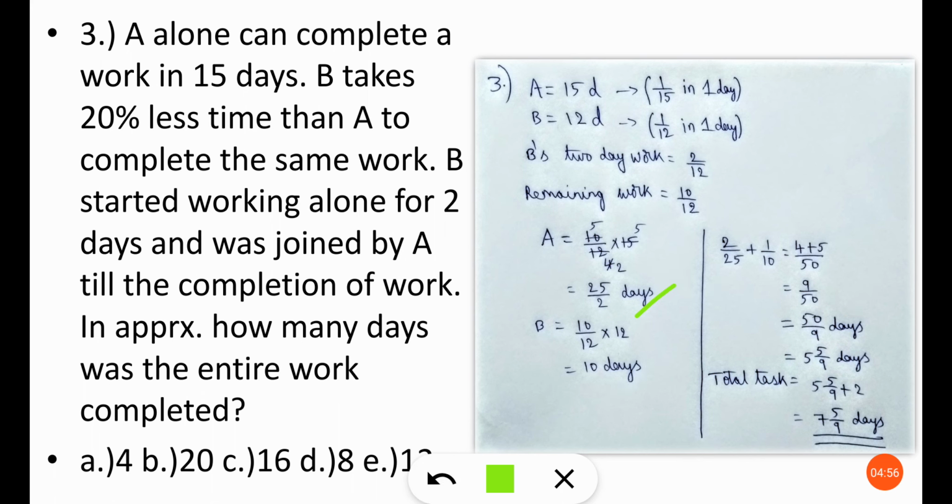Previously B has worked for 2 days, so 5 by 9 plus 2 days gives 7 by 9 days. 7 5 by 9 is approximately equal to 8. So option D is the right answer. They have asked to identify the approximate value, so that's why 8 is the right answer, and 8 is the nearest and approximate value.